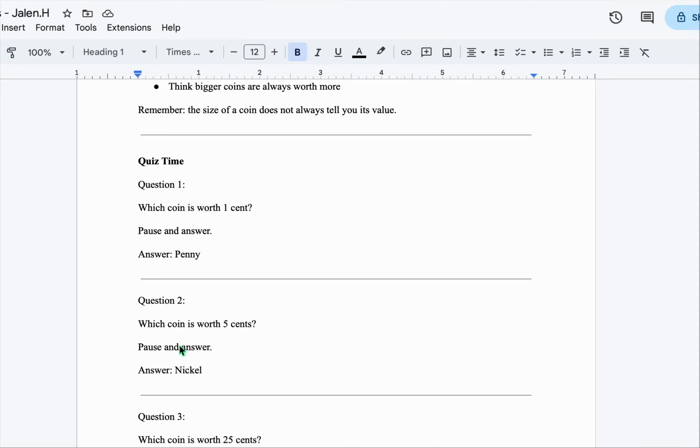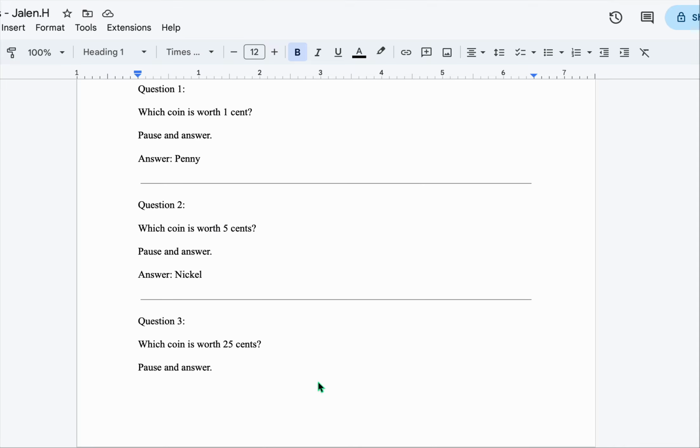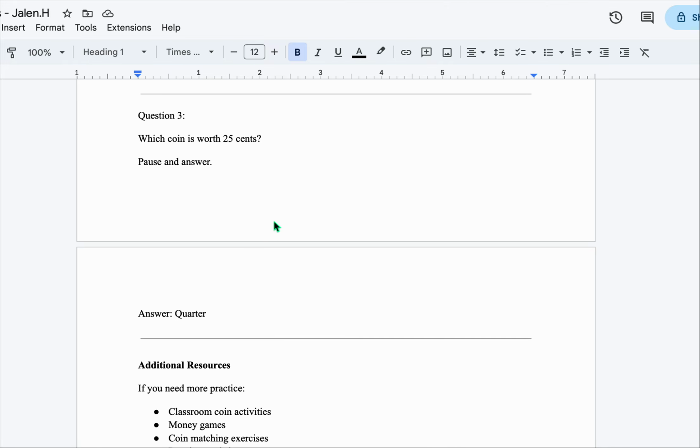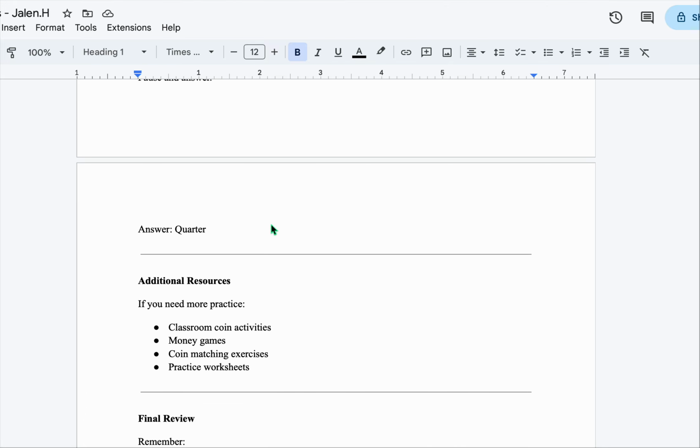Which coin is worth 5 cents? Pause and answer. Nickel. I should have included the dime here, but that's okay. Which coin is worth 25 cents? Pause and answer. It'd be the quarter. So before finishing that off, I'd provide some additional resources.